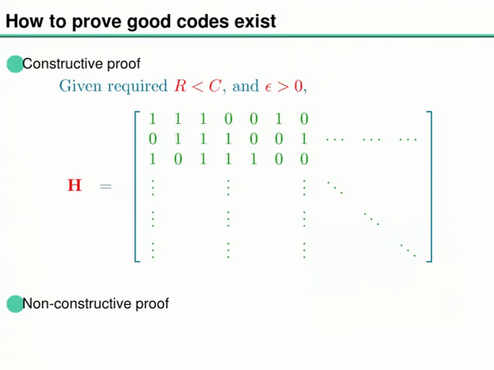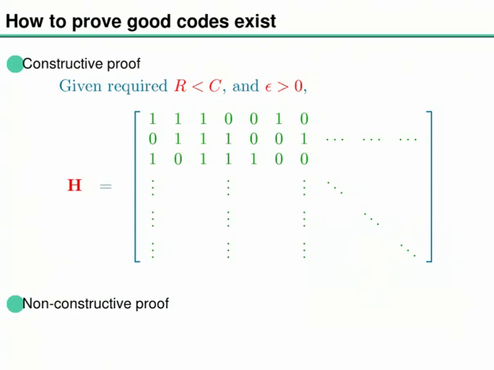a bit like when we proved that you can make good symbol codes, we had the Huffman algorithm, which was the algorithm to construct the good symbol code. So I give you an epsilon and an R, and it would be nice if I could just give you an algorithm and say, now follow this algorithm, and you will make a code, and here it is.